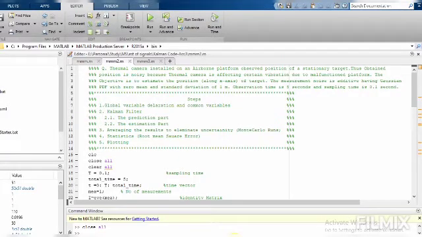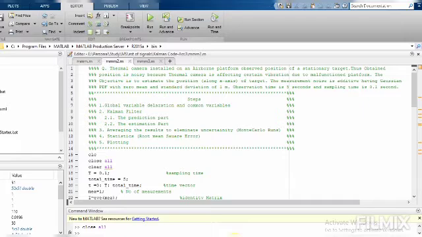Hello everyone, today we are going to implement the Kalman filter for the stationary target. So the question is, a thermal camera installed on an airborne platform observed the position of a stationary target, but the target position is noisy because the thermal camera is affected by certain vibrations. So the objective is to estimate the position of the target, and the measurement noise is additive, having a Gaussian PDF with zero mean and standard deviation of 1 meter.